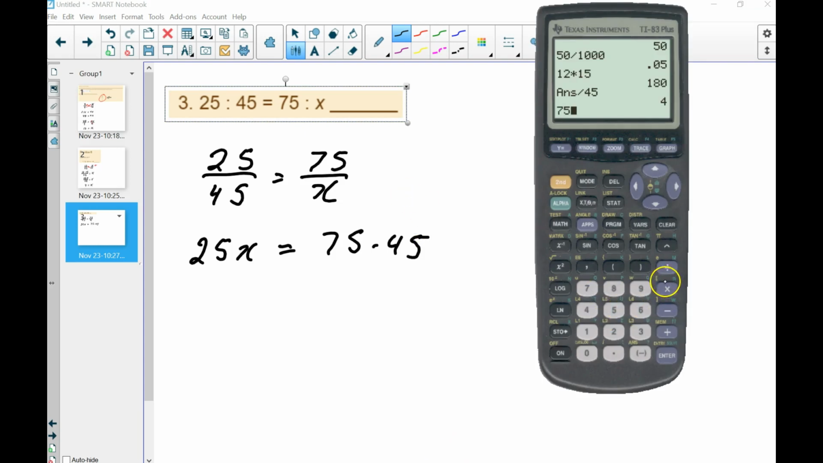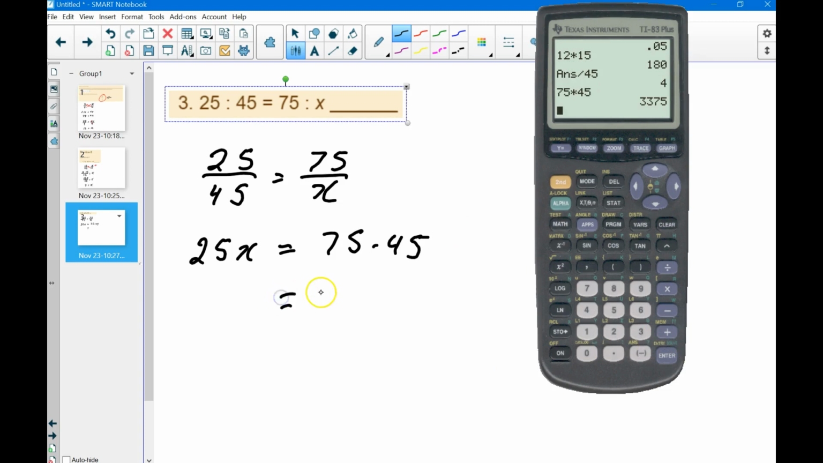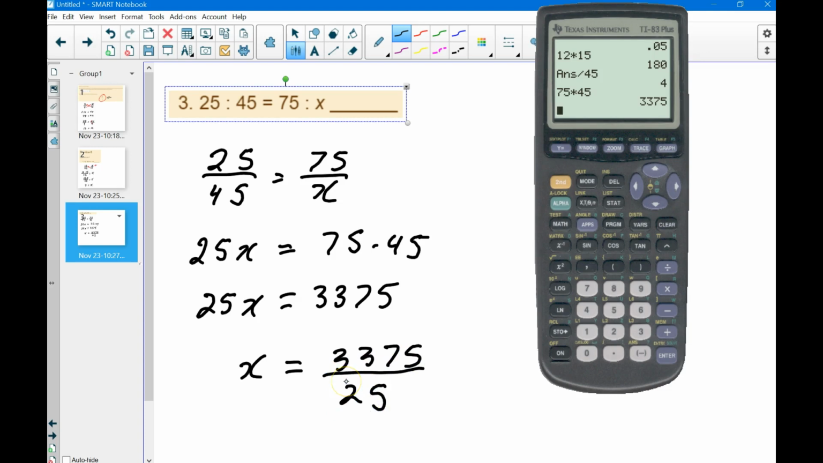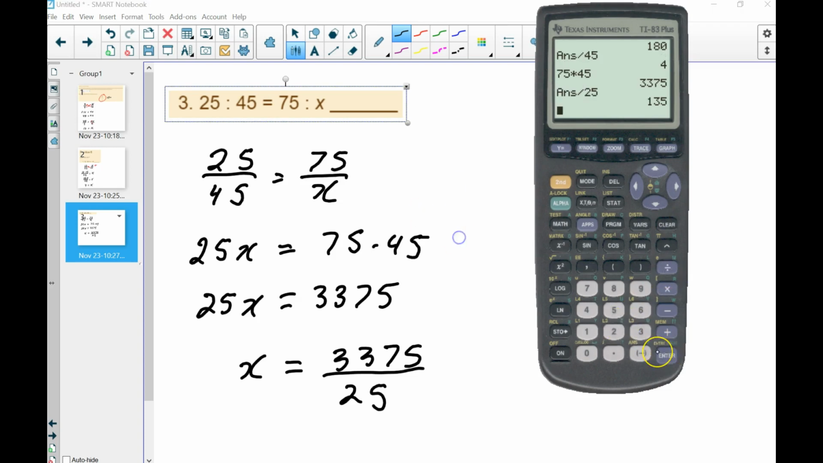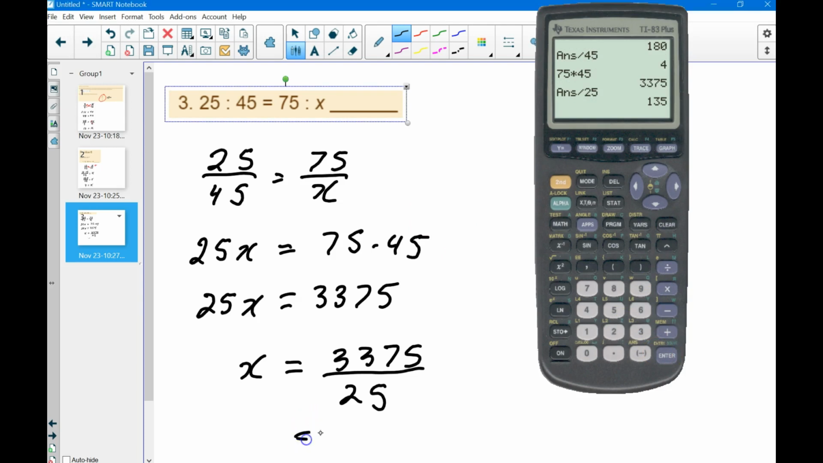75 times 45 gives us 3,375, and that's equal to 25x. And now my x is equal to, I'm skipping a step here so you're aware, I'm just dividing by 25. You can divide both sides as I did in the last example, but again, taking a little shortcut, I want to divide by 25. I get 135. So in that case, we really had to cross multiply both sides, the x times 25.